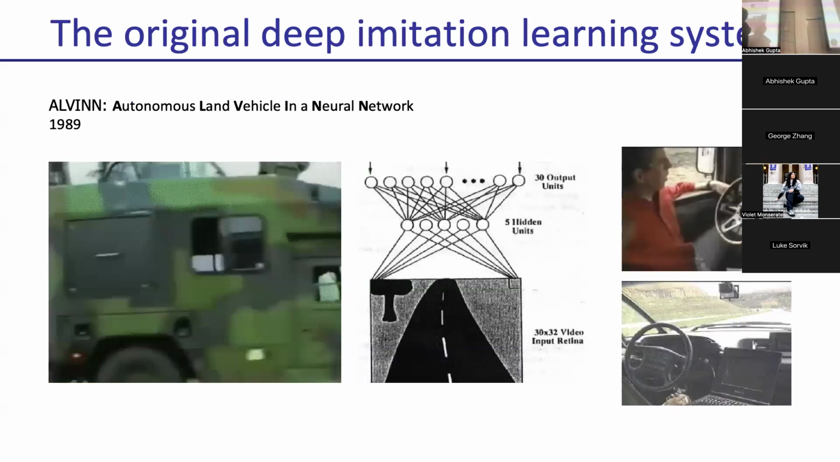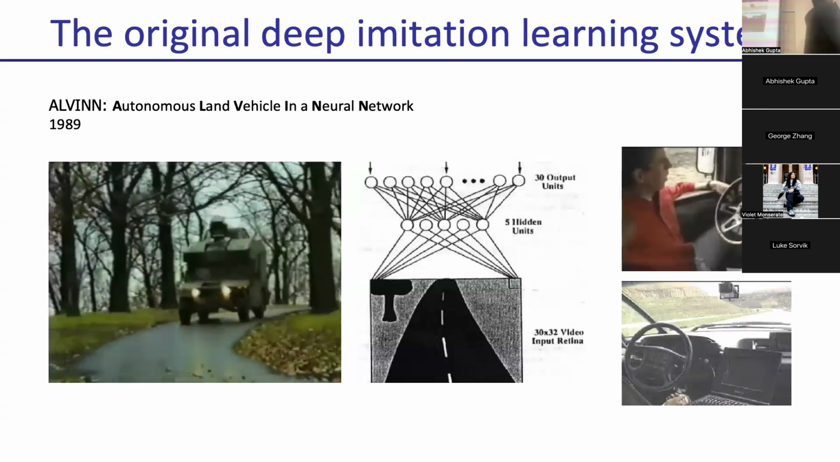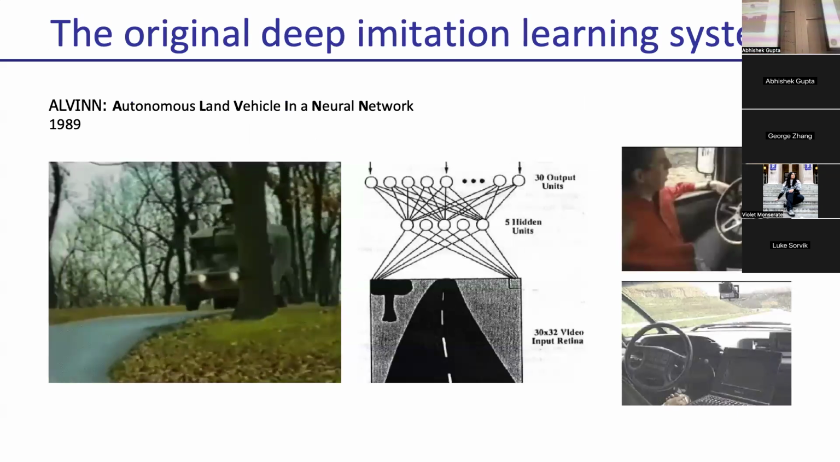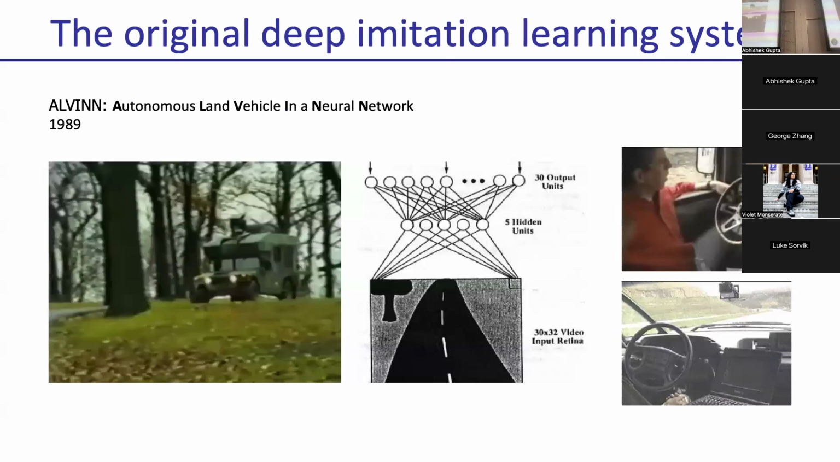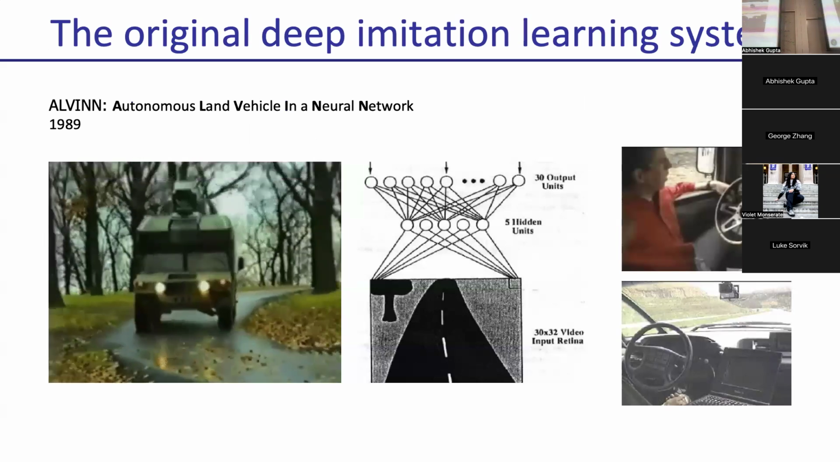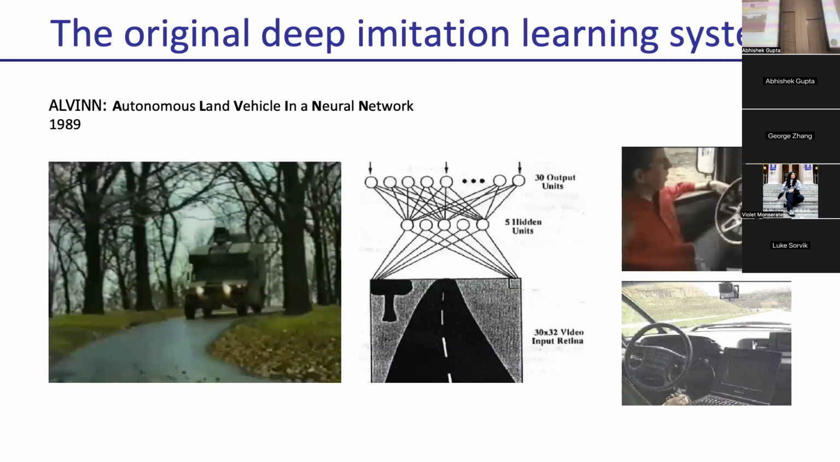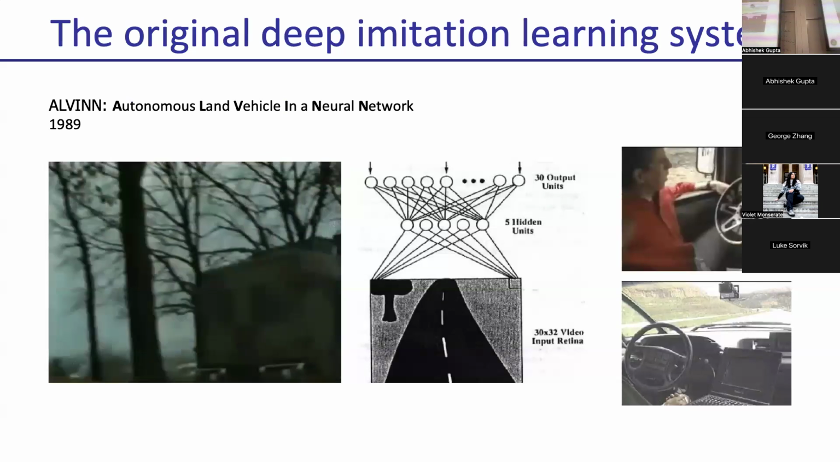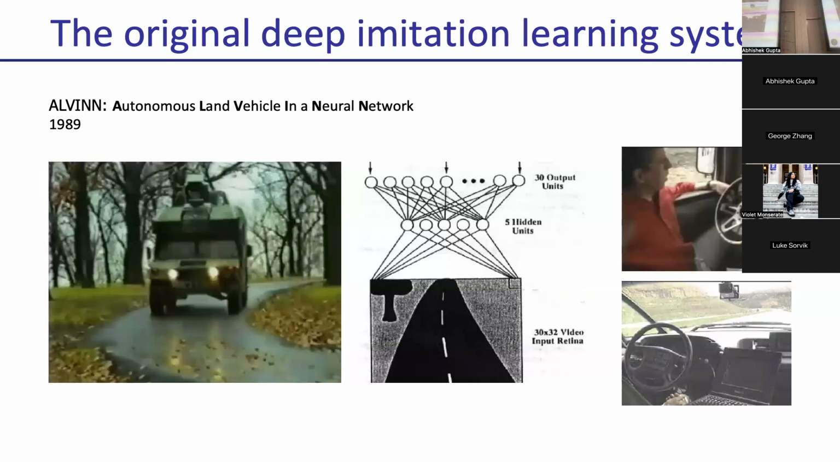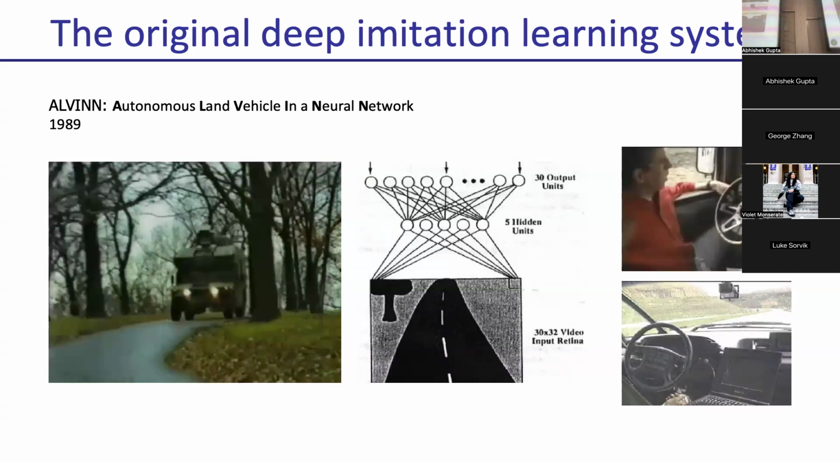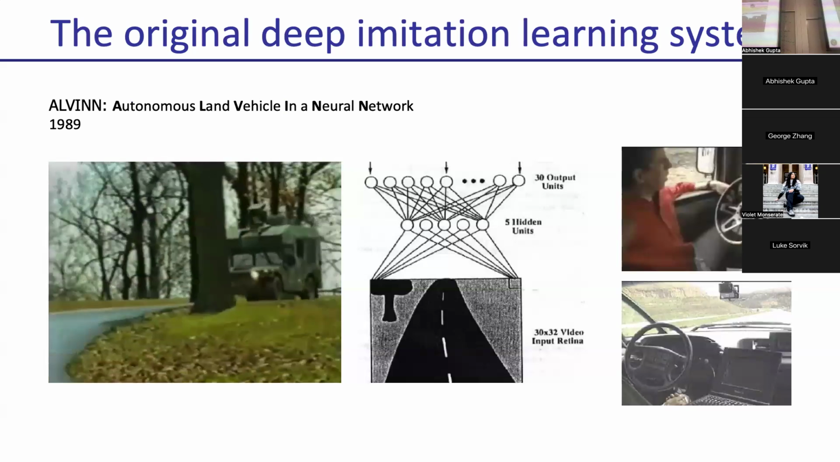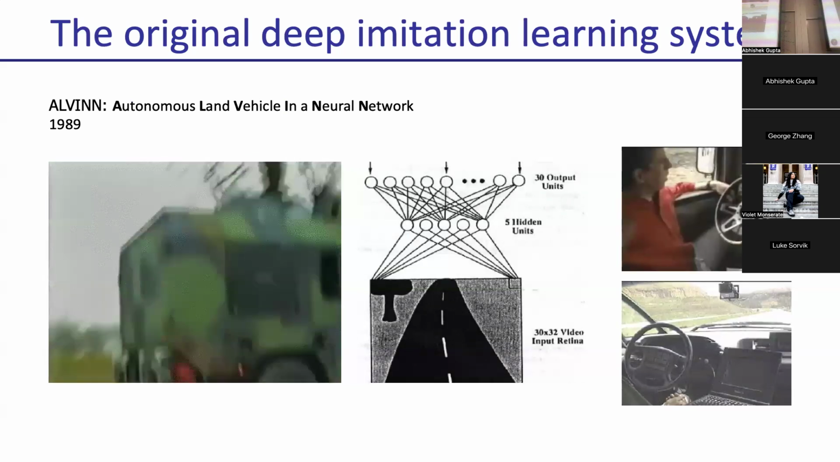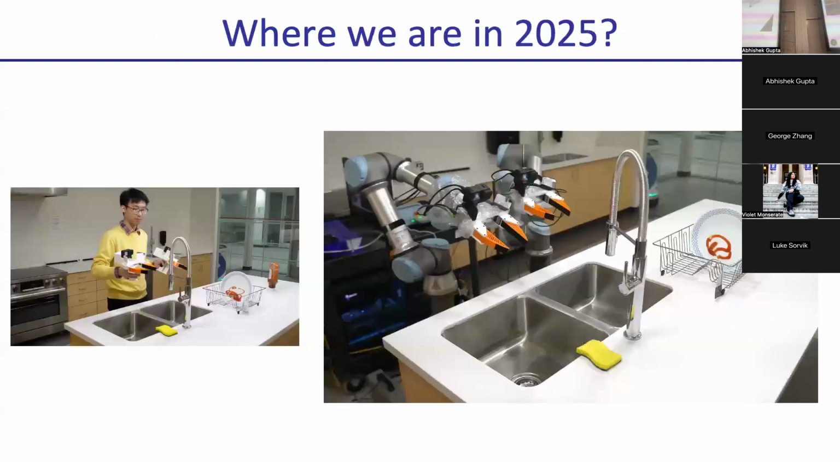The first time people did this was back in 1989, I think. They were driving this car around, I think it's called Alvin. This was the input, and it went through a simple one-layer neural net and predicted whether you go left or right. Those are videos of this thing actually navigating. This was happening in 1989, which is great, and we're doing the same thing in 2025, but much better.